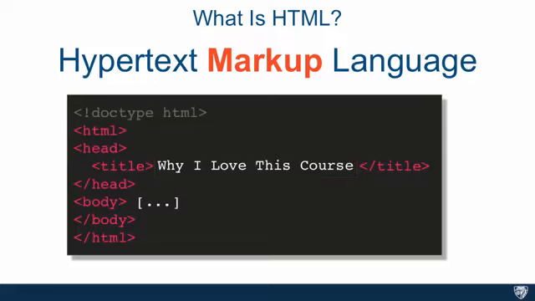HTML surrounds and wraps that content in a markup language, like tags. You can see here, Why I Love This Course is wrapped with a title tag, which tells us and some other software out there that this is the title of this document. Which brings me to the first big point: HTML is human readable. These tags look like instructions for a document structure. You don't need to run it through some interpreter in order to understand the output structure of the document. It's very clear what it is.